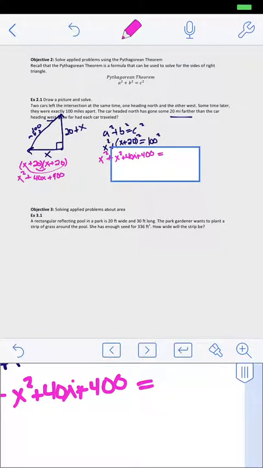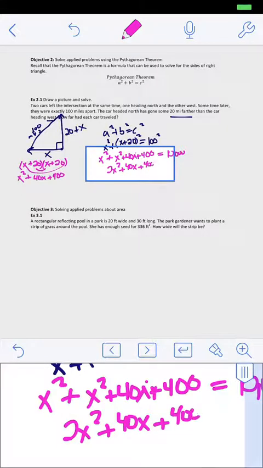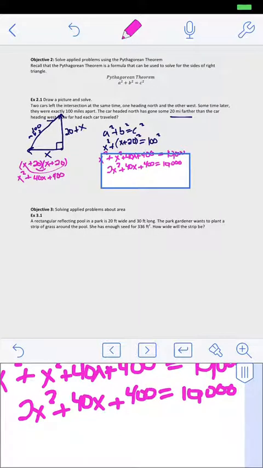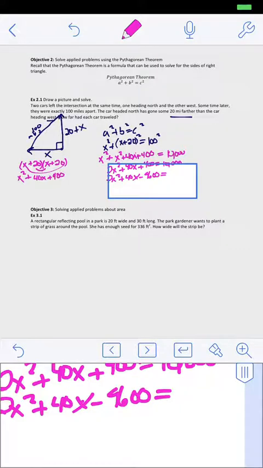And that is equal to 100 squared, I believe, is 10,000. Yep, 10,000. Alrighty, combine some like terms. I've got 2x squared plus 40x plus 400 is equal to 10,000. It's looking quadratic, but I can't do anything yet with that 10,000 on that side, so I'll subtract it over. And I get 2x squared plus 40x minus, so 400 minus 10,000 is negative 96,000. Nope, negative 9,600. And that's now equal to 0.